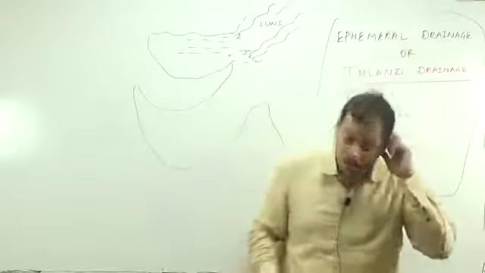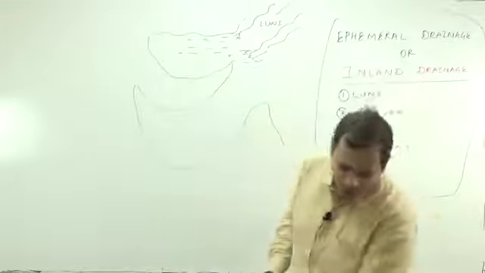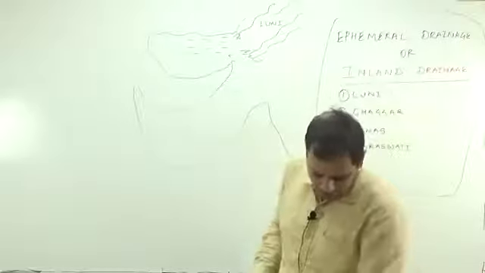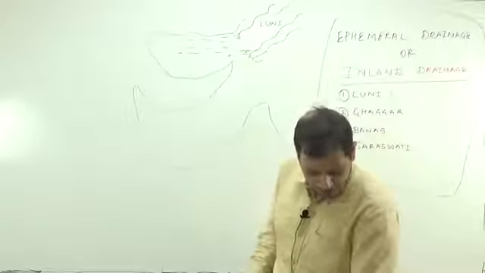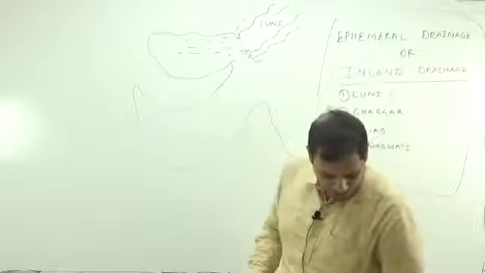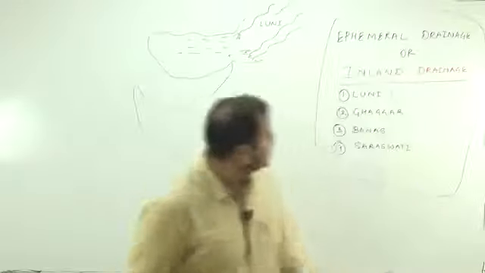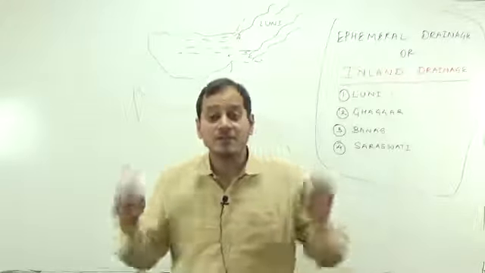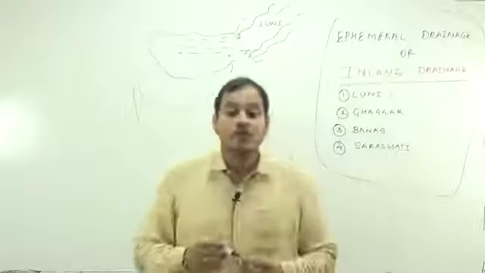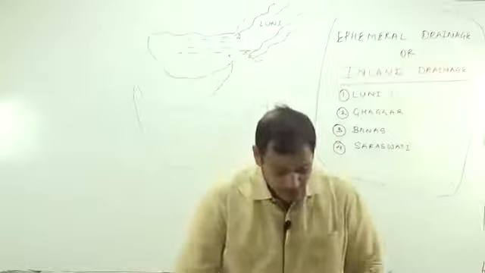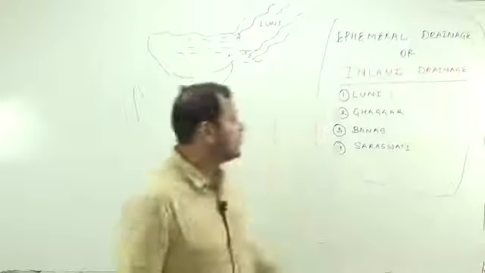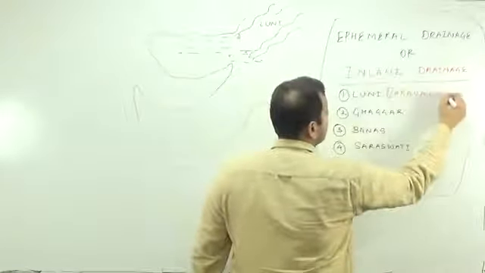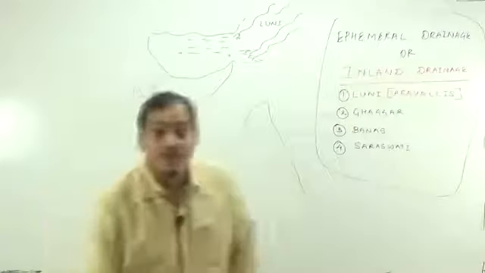Let me refer to the spelling again. I am sometimes weak in spellings. So it is E-P-H-E-M-E-R-A-L, ephemeral or inland drainage system. That is the drainage system which does not meet the sea. So we have Luni, Ghaggar, Banas and Saraswati, out of which Luni is the largest river, which originates in the western part of the Aravallis, in the Aravalli mountain system.